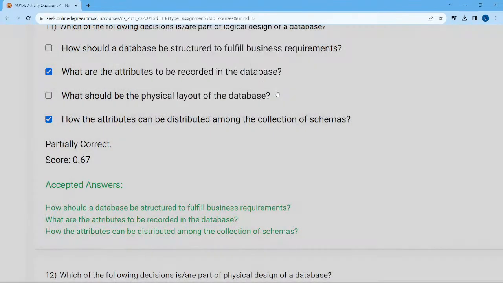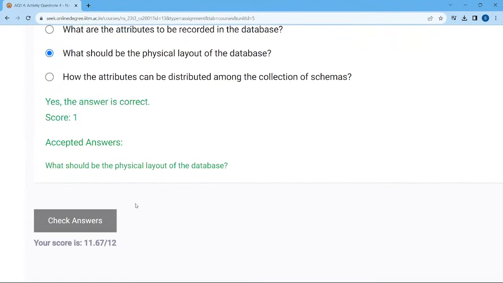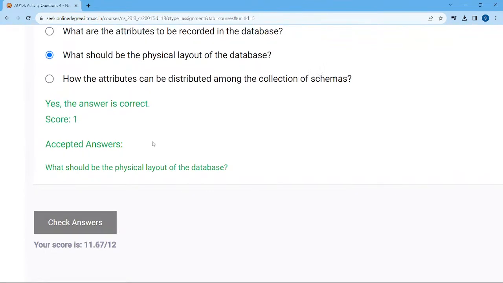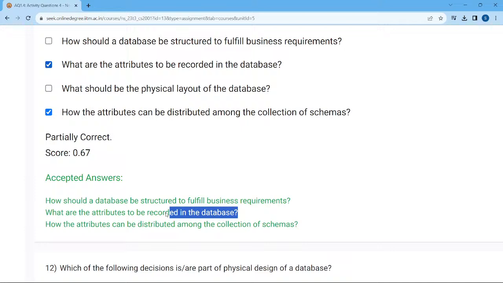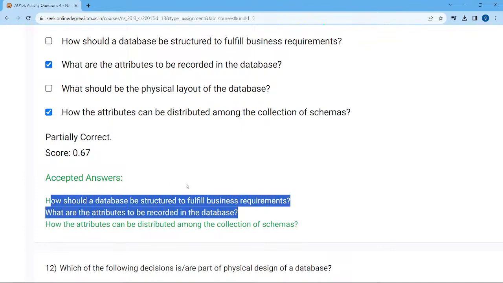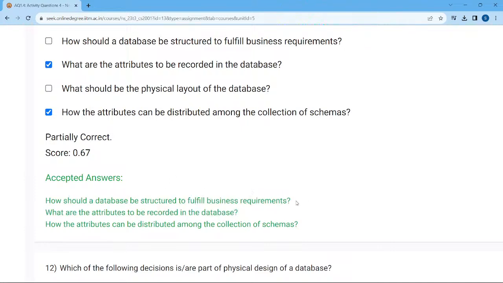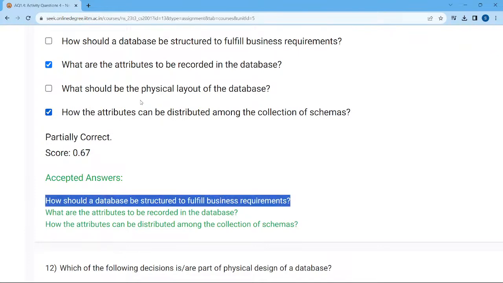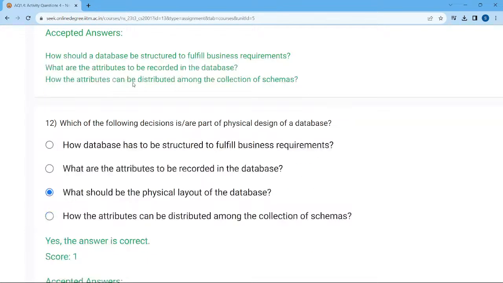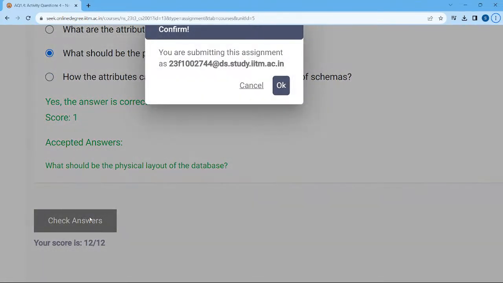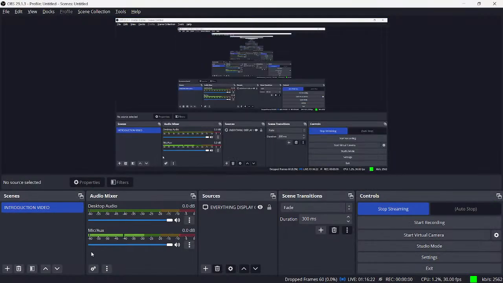Let's see, how many did we get right? We are at 11.67. Okay, that is a really good score. What are the attributes to be recorded, right? How should the database be structured to fulfill business requirements? So we missed out on one. Okay.